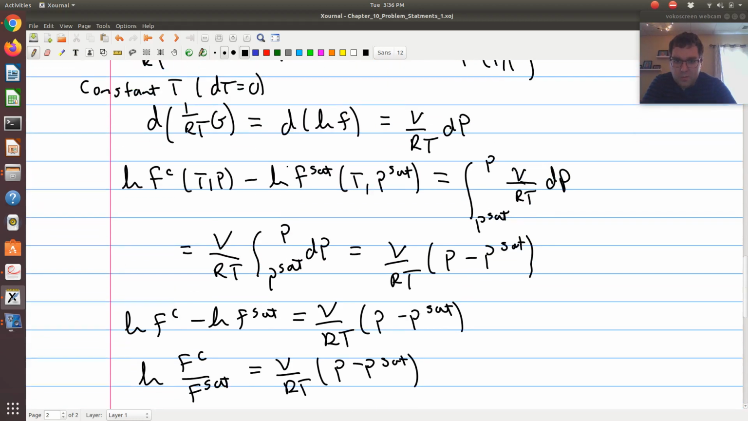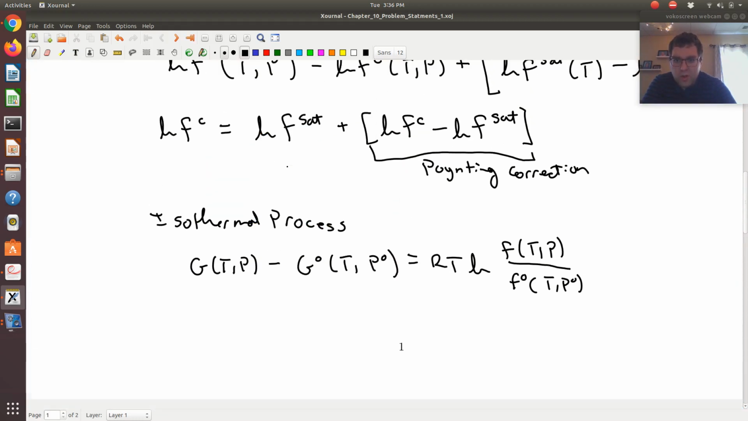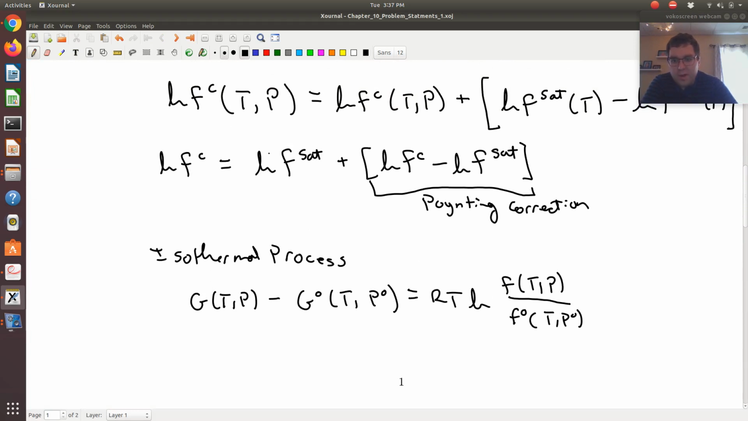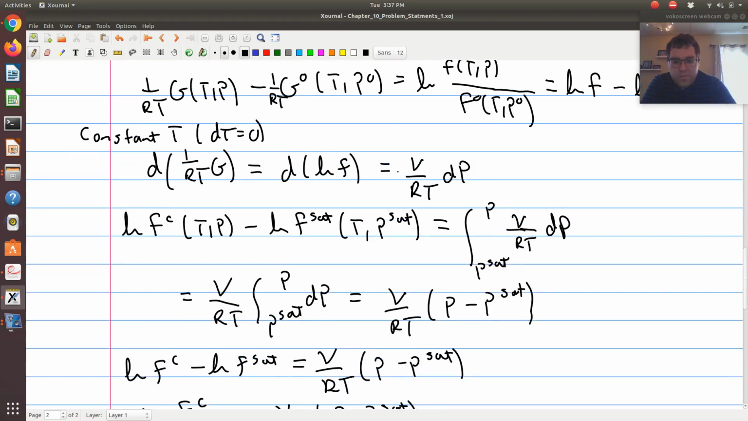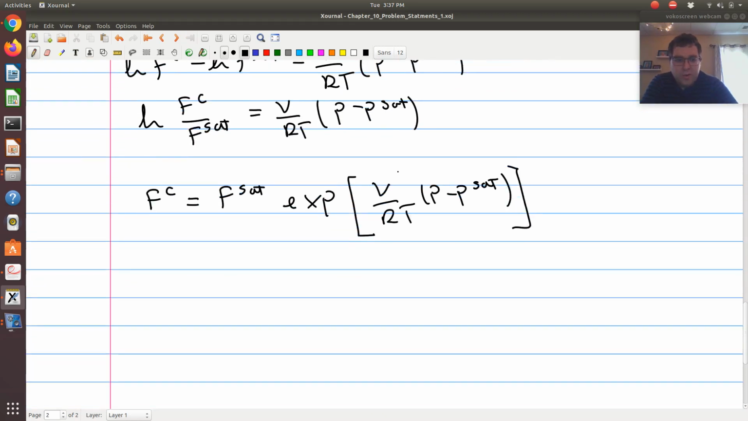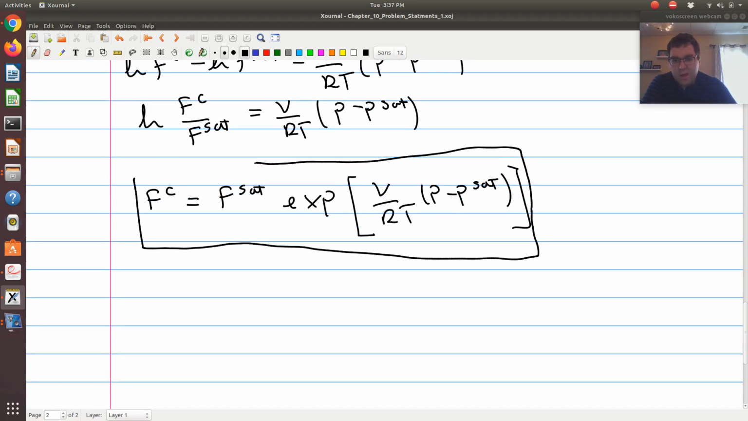I just as well could have calculated the difference term here, and then log FC is equal to log FSAT plus that difference, or it's equivalent to just rearranging that here. So if I need to calculate FC, I've already calculated FSAT. FSAT was at 0.611 kilopascals.